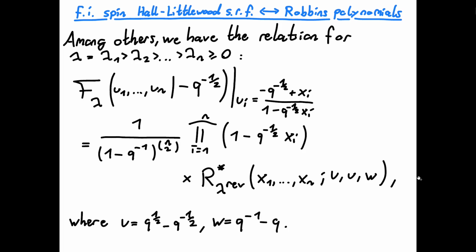In u and w, where u is q to the 1/2 minus q to the -1/2, and w is q to the -1 minus q. So u and w are arbitrary.